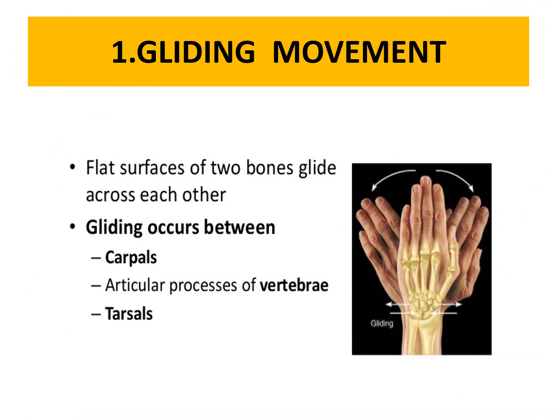So the first one is gliding movement. Children, this type of movement takes place in a joint. In this, one flat bone surface slips over another similar surface, okay? And it is totally different from angular movement and rotatory movement. For example, while playing badminton, or I can say any racket game, we mainly use our wrist joint, right? Where this type of movement occurs, okay?